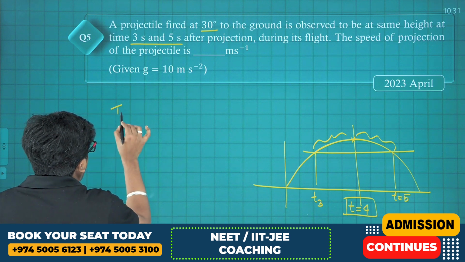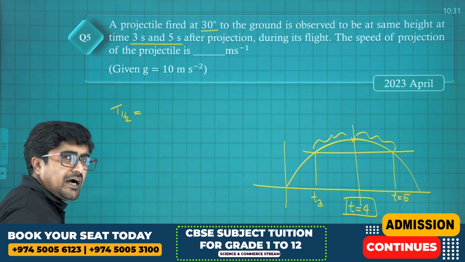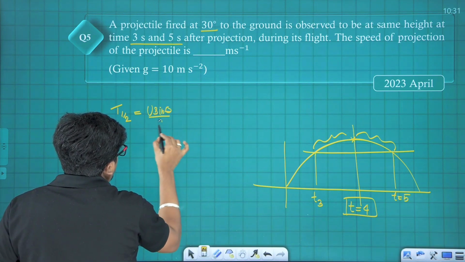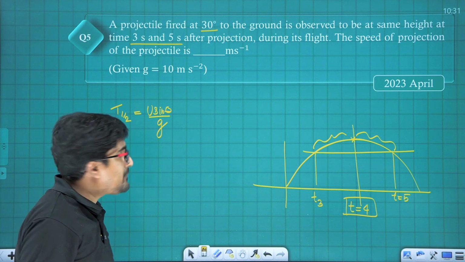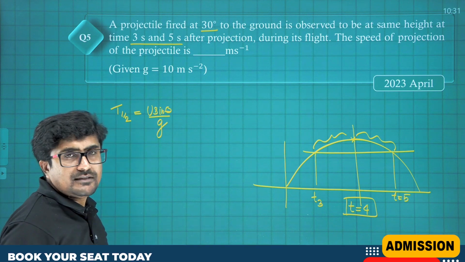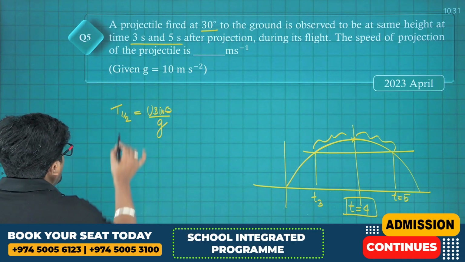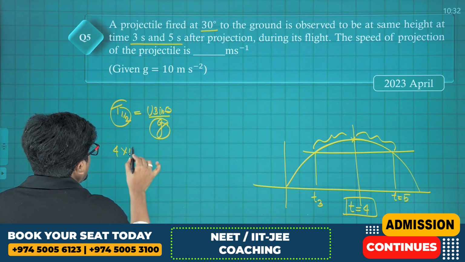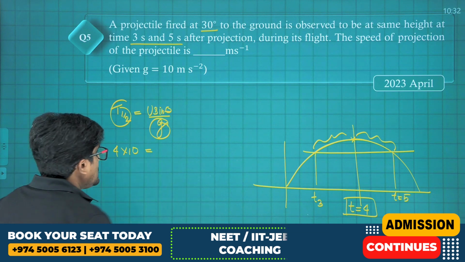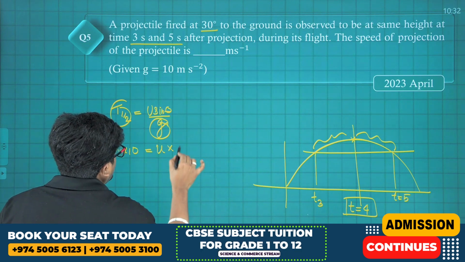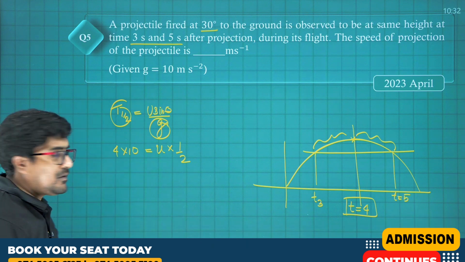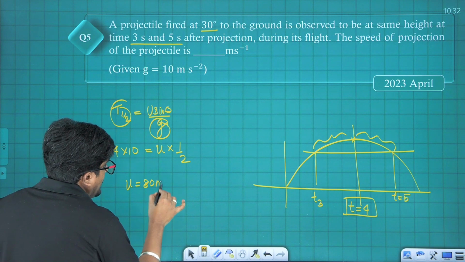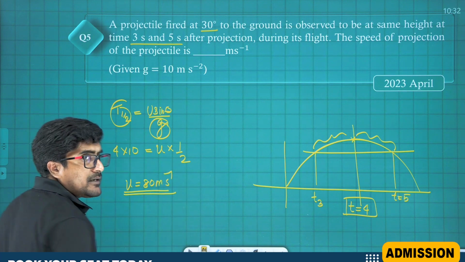So t half, the general expression for t half, what is it? u sin theta by g. Total time is 2u sin theta by g and t half is u sin theta by g. Okay. Now what is that t half? T half is 4. Acceleration due to gravity, I am taking it as 10. That is equal to u into sin 30, which is 1 by 2. So this comes to the left, u is equal to 80 meter per second. It's as simple as that.